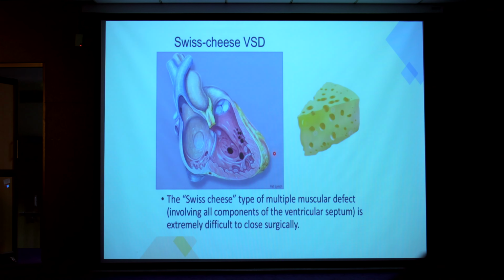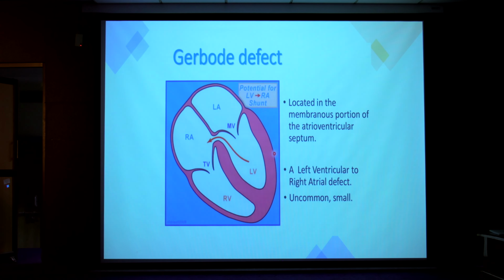So one other type is the Swiss cheese type, where there are multiple defects, which involve all the components of the trabecular septum. Since there are a lot of holes, a lot of defects in this, more often than not it's not possible to close all the defects. In such cases, you may have to go for pulmonary artery banding instead of primary closure of all the defects. And when you do a pulmonary artery banding, many of the small defects will close down eventually, and what remains later on are some of the large defects, 1 or 2, which can be comfortably closed at a later date, maybe at 1, 2 or 3 years of age.